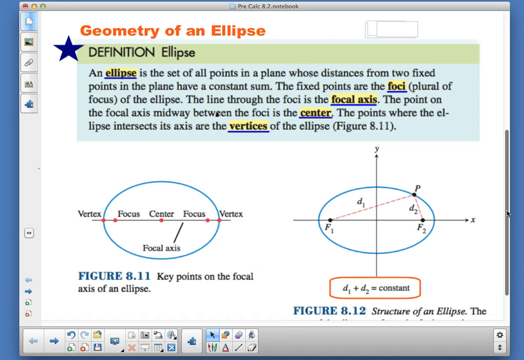So we're talking about this being our focal axis. We call that in our equations the major axis, okay? That major axis will have a length of 2a, okay? You'll have something called a semi-major axis length.